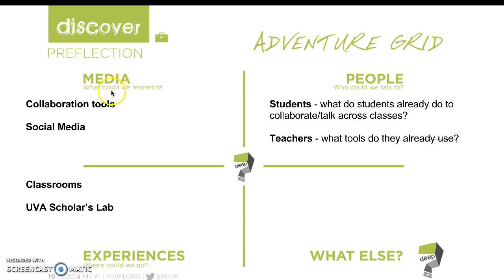So for media, what could we research? There might be some collaboration tools that might be relevant to increasing collaboration. And there are even some that are listed on our site wiki. There might be social media ways that we could get people to connect across, because that's what people use, to connect across geographies, not even in the same school, not even in the same state or same country.